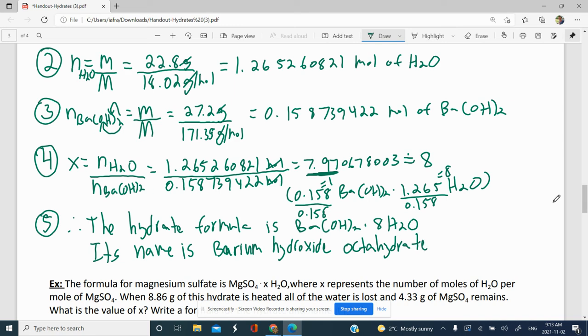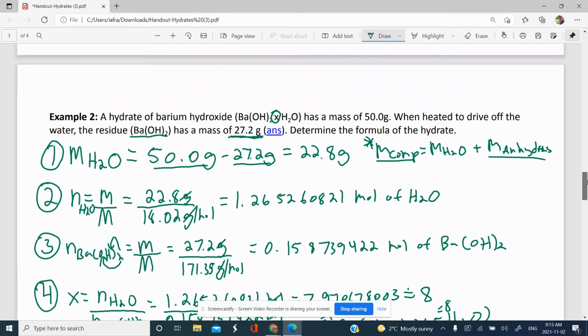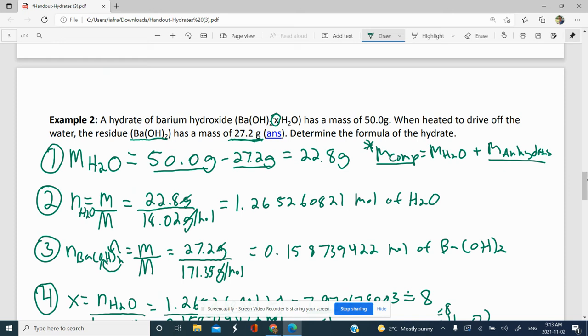And so what we just did there was use some data from a lab to find the formula of a hydrate. We basically took a 50-gram sample of a hydrate, 50.0 grams. We applied some heat and found that at the end, so let's say it was green after we did the heat, it's a white color. At the end, it weighed 27.2 grams.